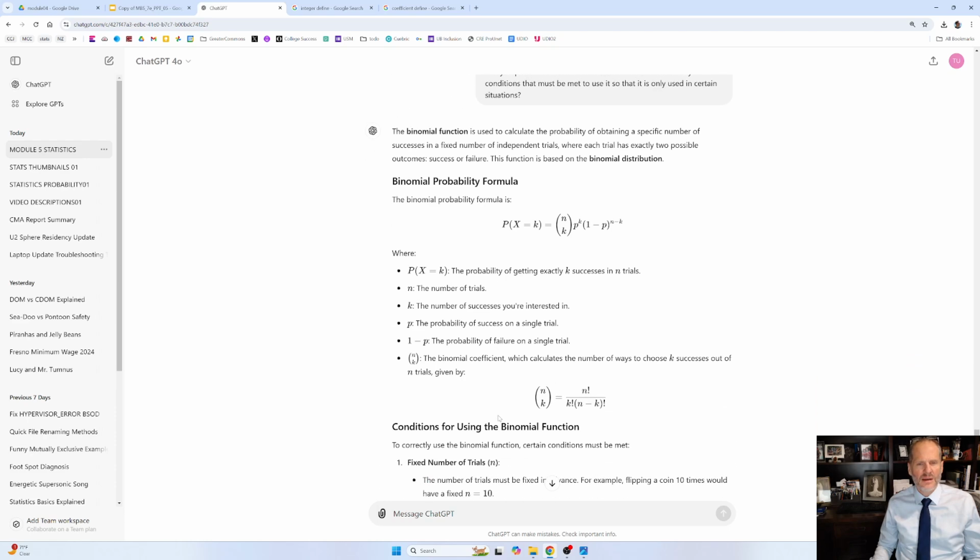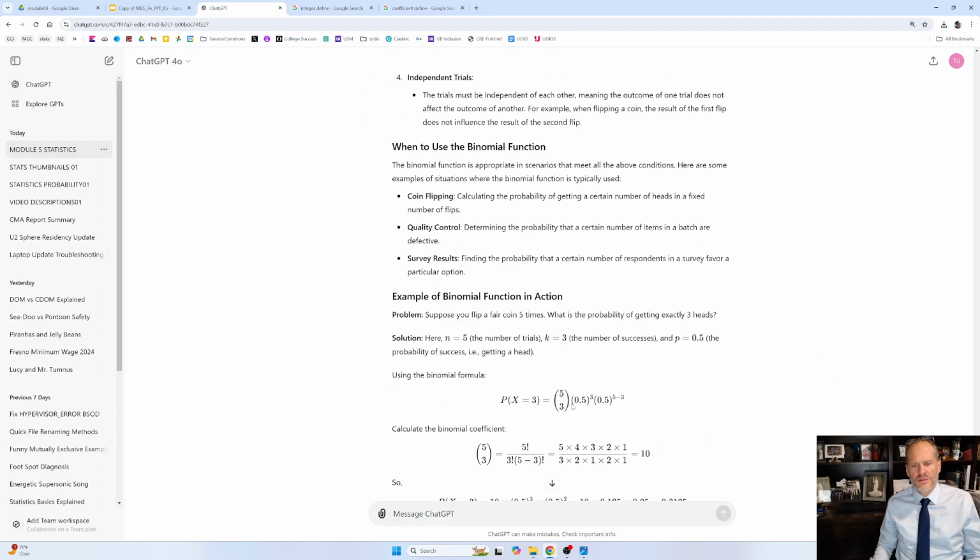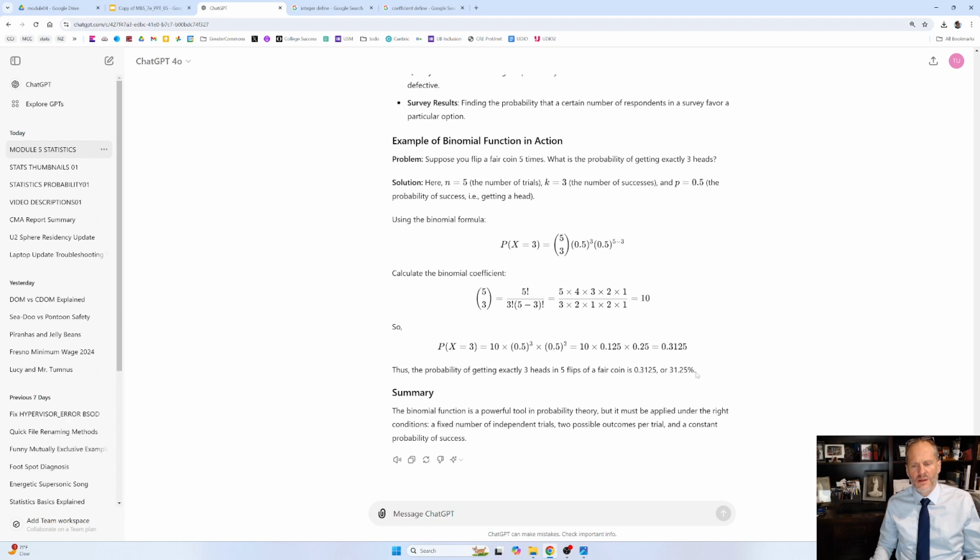But that's this idea of having a variable, and then once we have a variable, we could use that variable in functions, and those functions could create the probability distribution for our discrete, finite or infinite values that can be realized from an outcome of some experiment. And then when we put in that value, assign it to the variable, the function will calculate, and it will produce our outcome. 31.25% is the probability of getting exactly 3 heads in 5 flips.